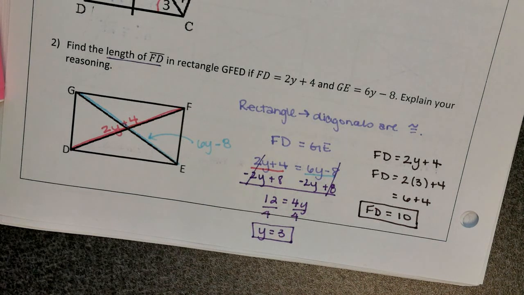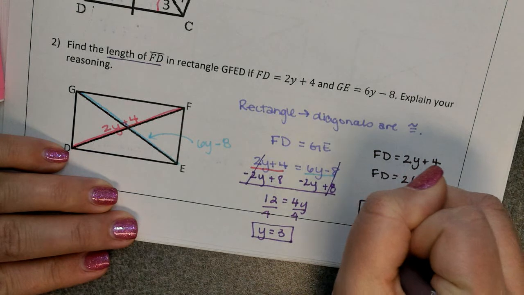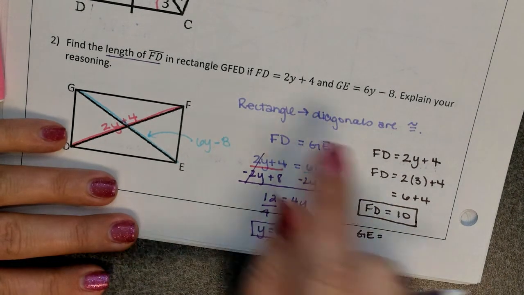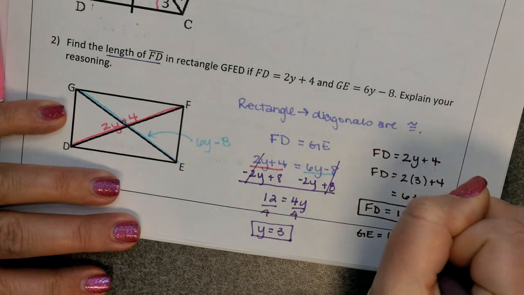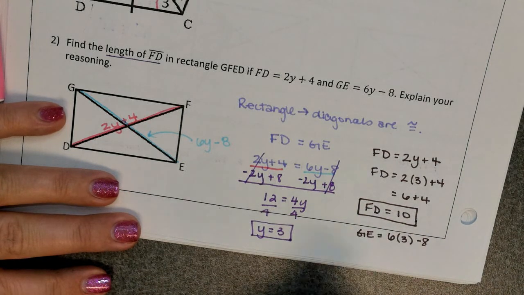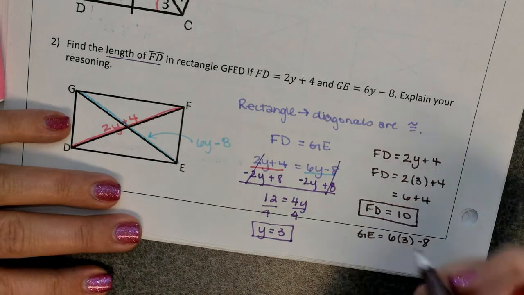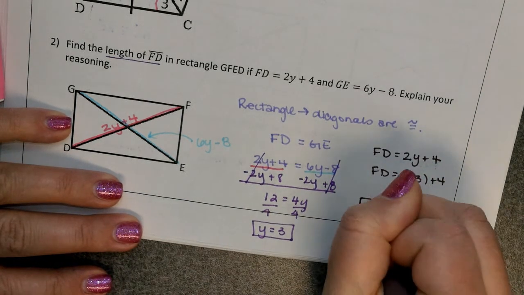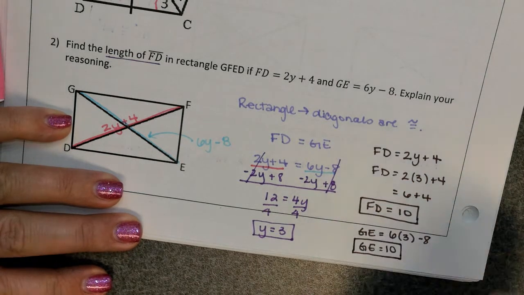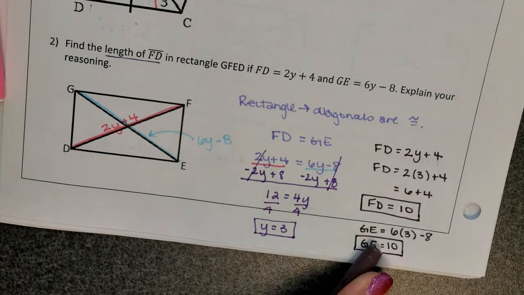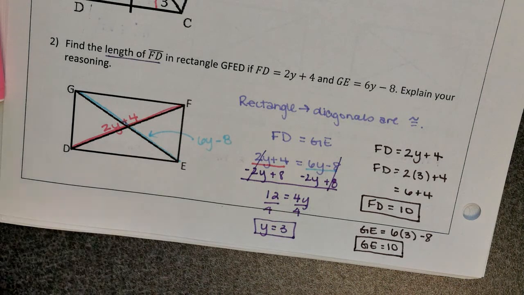Okay. If I had to go and find GE, which right now it would probably be a good idea, I'm already almost done, so why not find GE? GE is found by taking 6 times y, which is 3, minus 8. What should you notice about the length of FD and the length of GE? They should be the same. 18 minus 8 is 10. I got GE was 10, which is also the same, which makes me feel a little bit better because now I can check and say, okay, those were supposed to be the same. They were, so I found the correct y. I'm done.